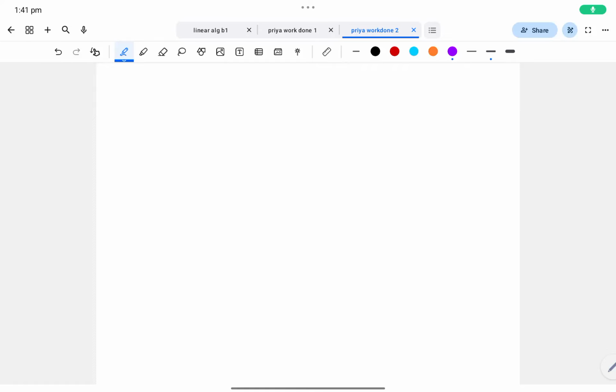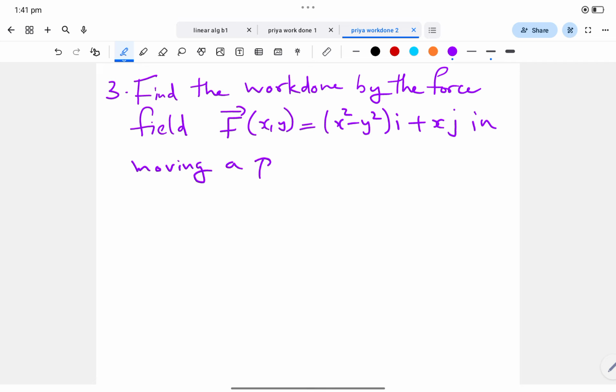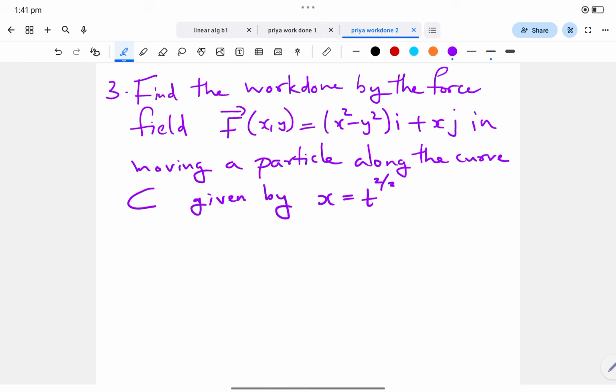Now let us do another problem on the concept of work done. Find the work done by the force field F(x, y) = (x² − y²)i + xj in moving a particle along the curve C given by x = t^(2/3), y = t, where t varies from −1 to 1.